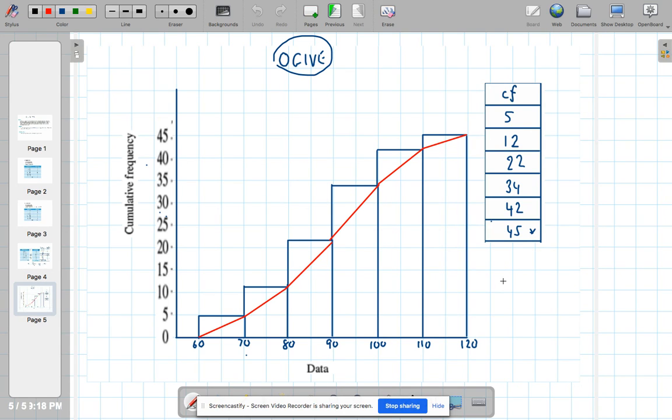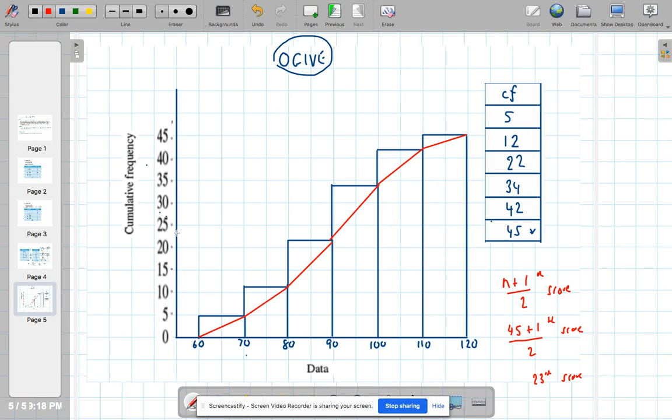Okay, so the median, remember, is the (n plus 1) over 2 score. N is 45. There's 45 things here. So that's our frequencies added together. So it's 45 plus 1 over 2. 46 over 2. That's going to give us the 23rd score. So I'm after the 23rd score.